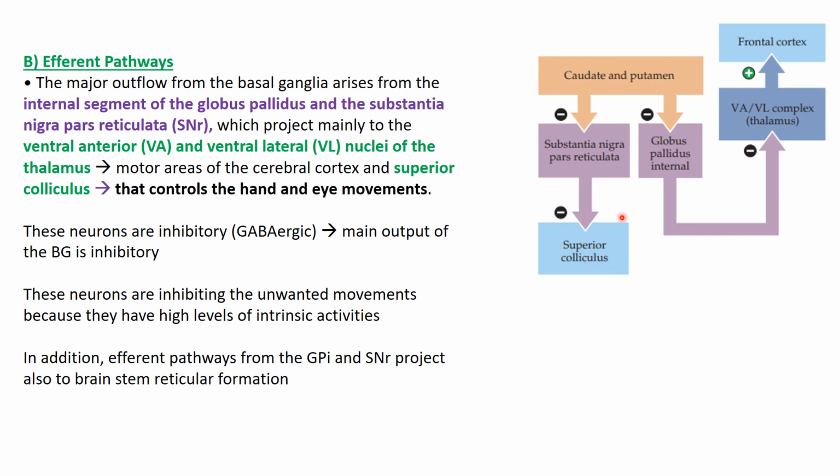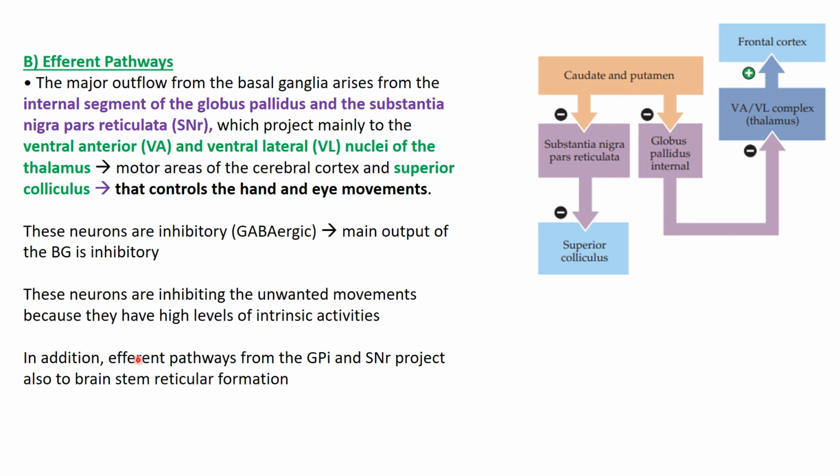And if we look to the efferent output of the basal ganglia, it is usually inhibitory. These neurons are GABAergic neurons. They are mainly inhibitory, and they are producing the inhibitory action of the basal ganglia on the motor function. These neurons inhibit the unwanted movement produced by the motor areas because these areas usually have a high level of intrinsic activity.